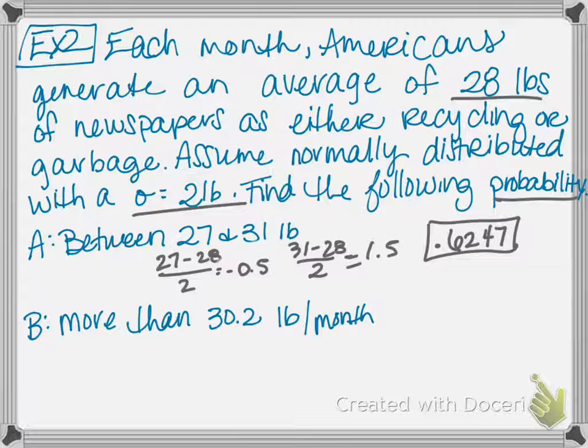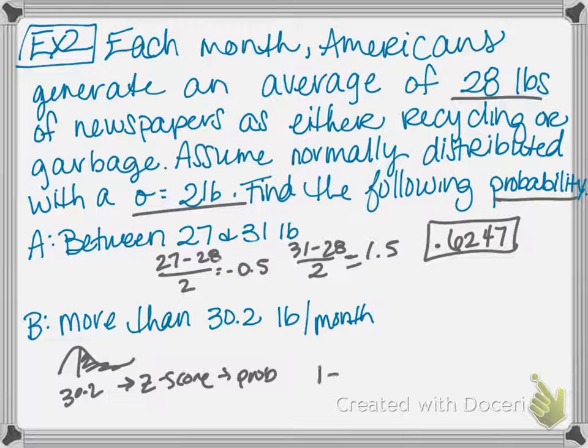All right, and then finally we're going to do more than 30.2. Now, in the table, it gives you everything to the left, which is less than, but now we're doing more than, okay? So that's going to go off to the right, 30.2. And so this is the one where if you're using the table, you're going to say, all right, we found our z-score, and that's going to give us our probability. And then once you're done with that, you're going to say 1 minus the probability, okay? And then that's going to give you your answer. So that's what you need to do for this.